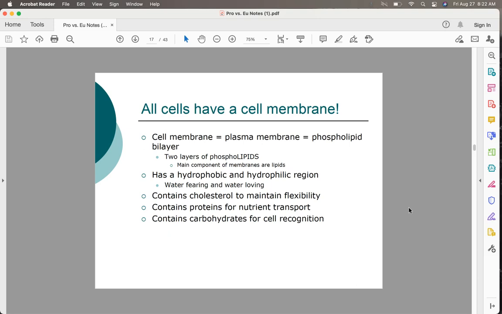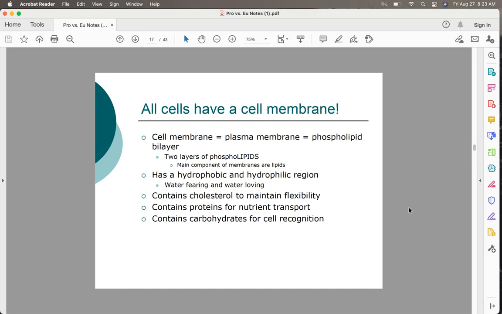And that's the major component of your membrane. We're going to get into a whole lot about membrane and how things are moving in and out of the cell, but I just wanted to refresh your memory on this. And the phospholipids have a hydrophobic and a hydrophilic region. This is a water-loving and a water-fearing region to the molecules. The cell membrane contains cholesterol to help maintain fluidity of the membrane, which means that it maintains its flexibility. And the cell membrane contains proteins for nutrient transport, which we'll talk about in our next unit. And it contains carbohydrates for cell recognition.